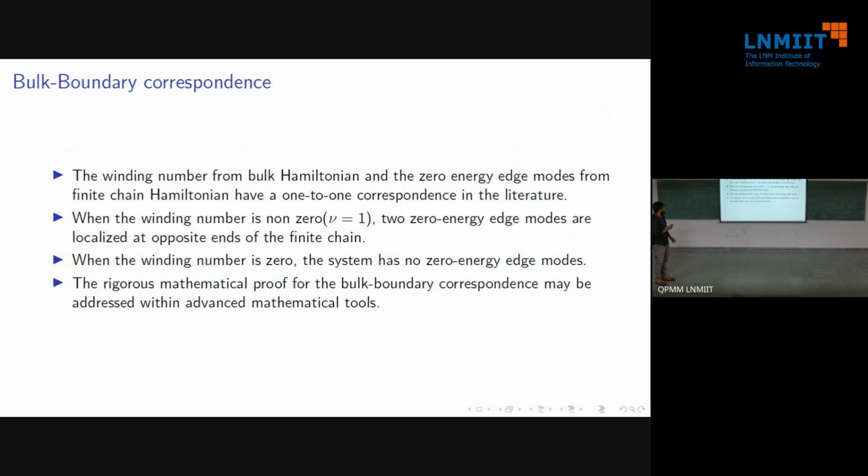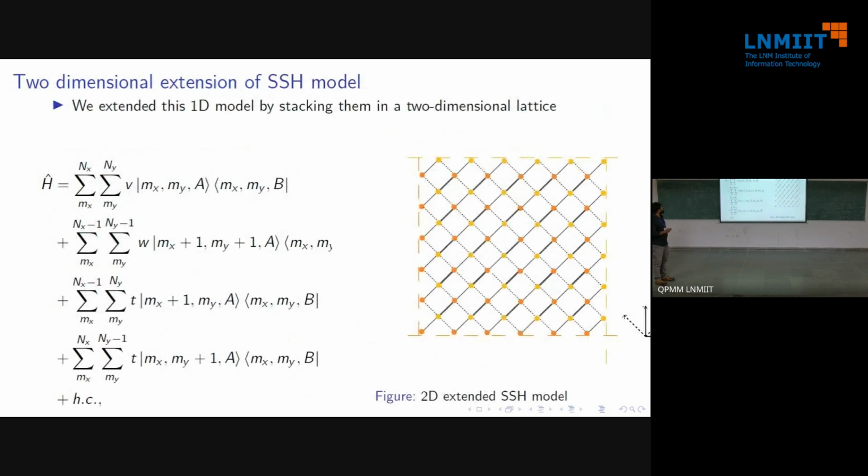Now with this knowledge, we try to extend to a two-dimensional SSH model. This is a unique kind of extension, because generally what people try to do is stack it in either the x direction or the y direction. So what we did is we stacked it in a diagonal direction, where the diagonal chains are SSH chains with the regular V and W hoppings. And when we stack this chain, we moved it by one unit cell and stacked it. So between the chains, we introduce a new hopping, which is indicated by the dotted line T.